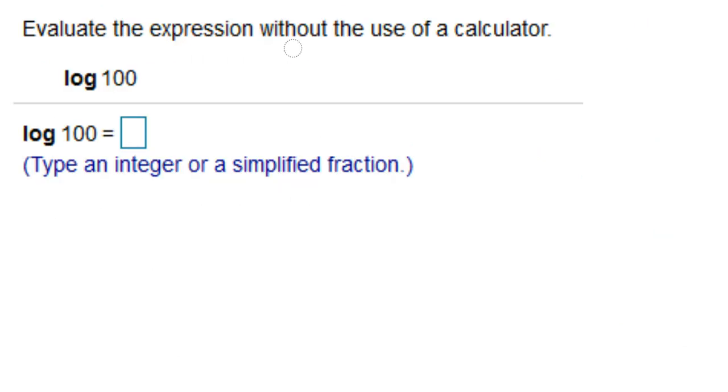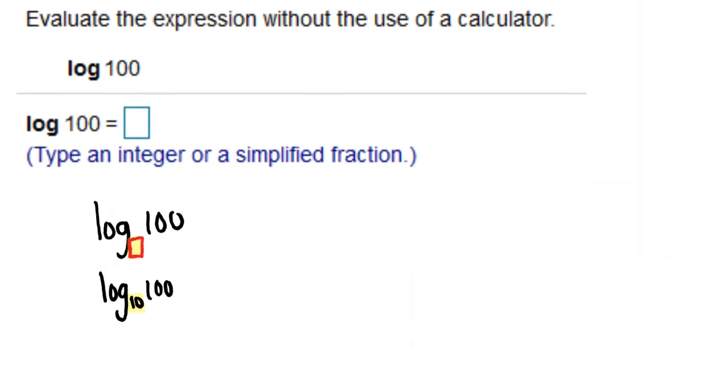Evaluate the expression without use of a calculator. We have the expression log of 100. So first of all, usually we have right here something written down, but there is nothing written there, and so we assume that we have a base of 10. Whenever something is not written there, we have what's called a common log, and the common log has base 10.